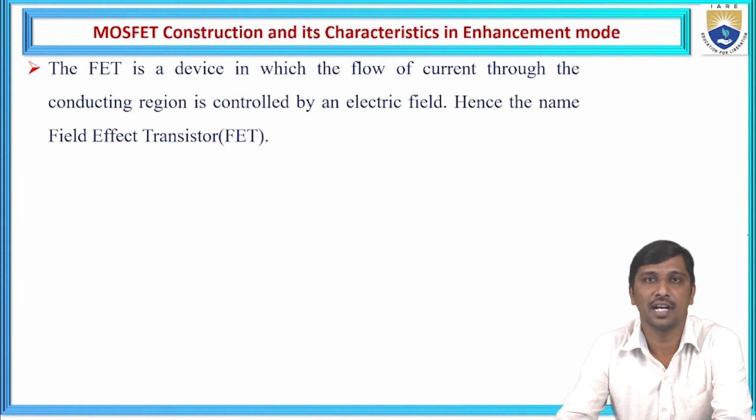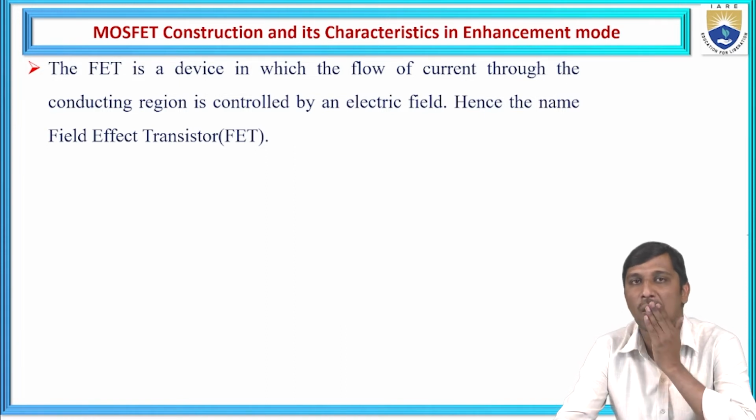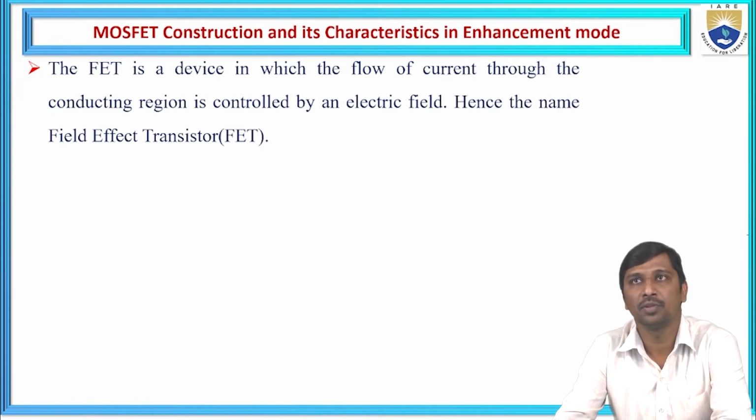Based on the applied electric field, the drain current is controlled by the given gate to source voltage as well as the drain to source voltage. Hence, this transistor is called the field effect transistor. Generally, we know that we have two types of transistors. One is the bipolar junction transistor, and another one is the field effect transistor.